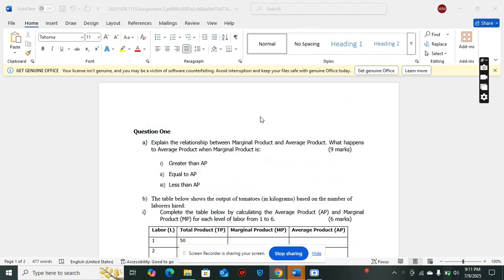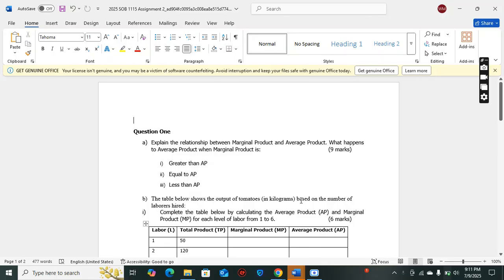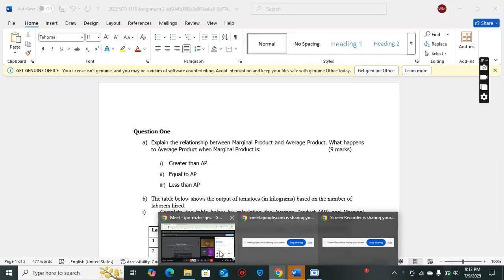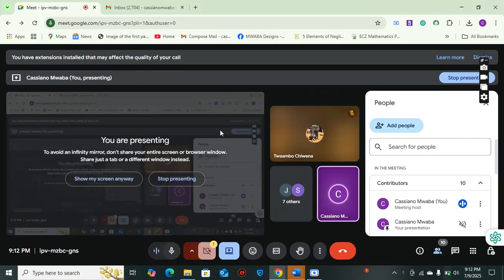Okay, so question one, explain the relationship between marginal product and average product. What happens to average product when marginal product is greater than average product, equal to average product, and less than average product? So, colleagues, before we even start answering, the first question which I need to pose to you is, what is marginal product?